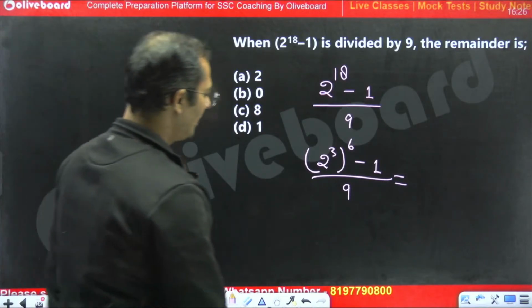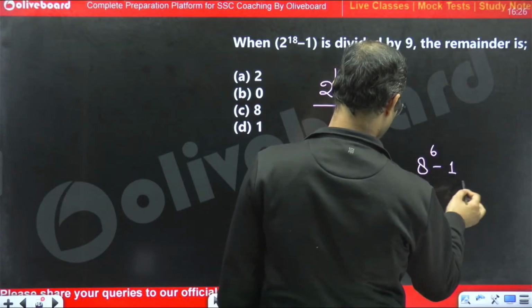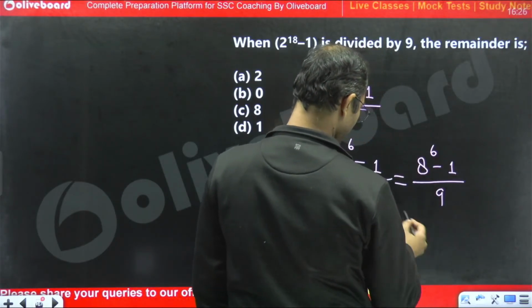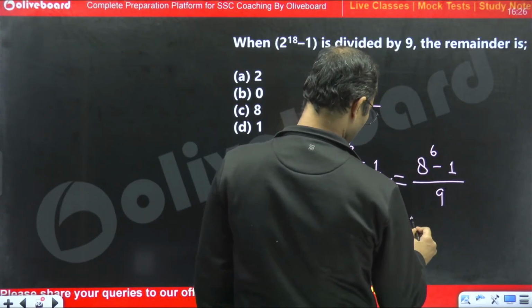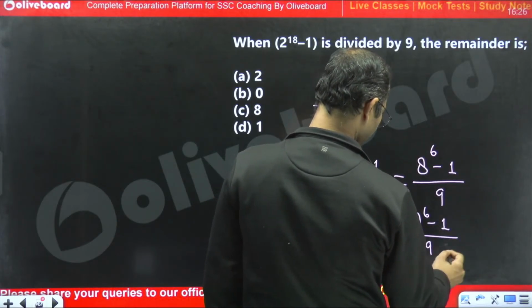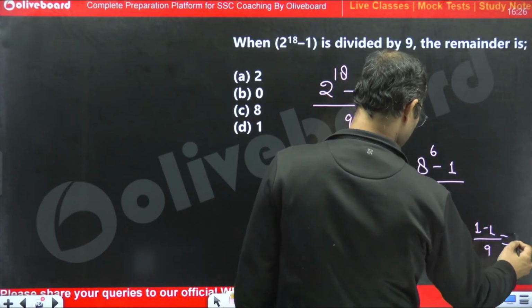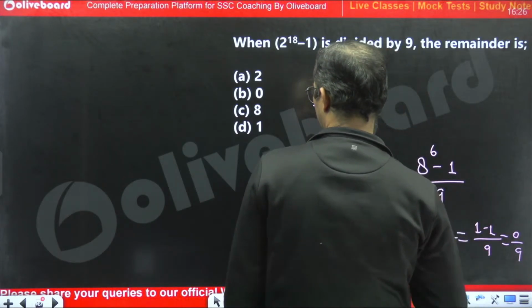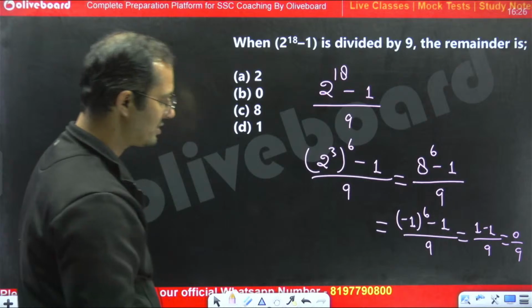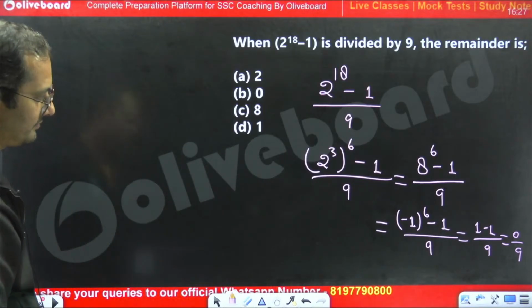See, here we can say that 8 to the power 6 minus 1 divided by 9. So this is equal to what? Minus 1 to the power 6 minus 1 divided by 9. So 1 minus 1 divided by 9, so 0 divided by 9. So the remainder is what? 0. Is this clear? Yes. Tell me, is this clear?